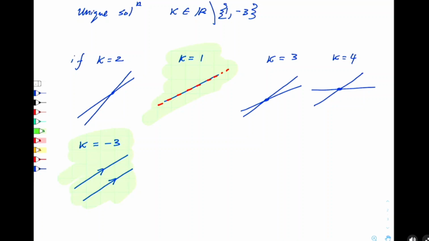So there is a situation where the k value changes the angle, and then these two become parallel, on top of each other, and that is k equal to 1. That is what we mathematically captured. And there is another situation where k is equal to minus 3, and they are parallel to each other. The rest of the k values will show you one intercept. Okay, all good.